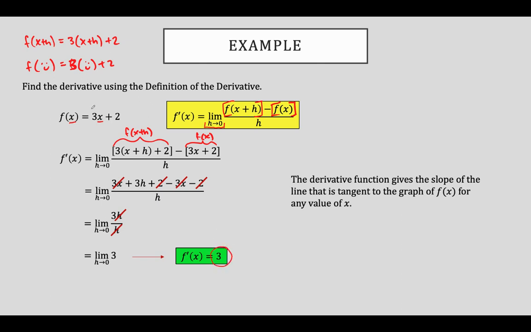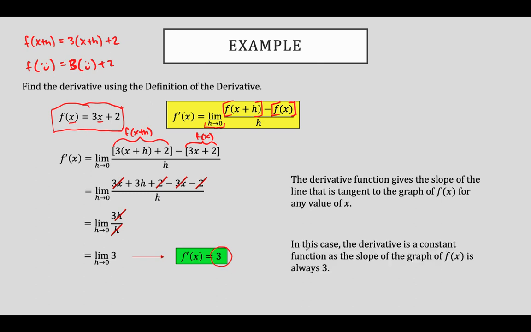Well, let's look at our original function. The original function was a linear function. What's the slope of this line? No matter where we are on the line, it's always equal to 3. Therefore, our derivative must always equal 3, right? The derivative is a constant function as the slope of the graph of f of x is always 3 in this case.